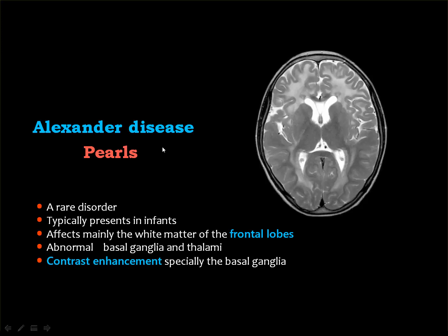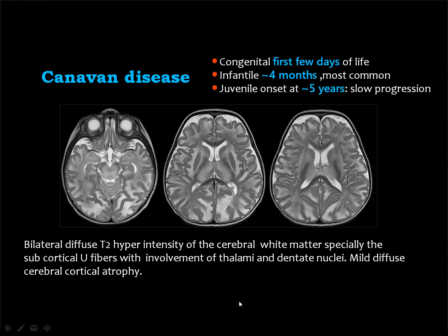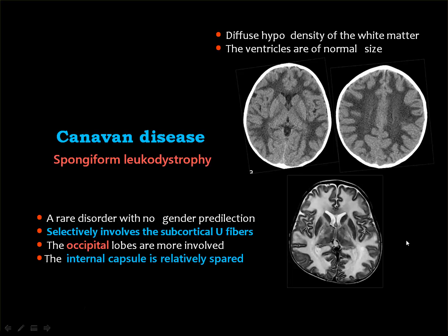Then final words about Alexander disease: it is rare, typically presents in infants, affects mainly the frontal lobes, with abnormal signal in the basal ganglia and thalami, and contrast enhancement. The last one in this group is Canavan disease, and it has 3 types of onset. It affects the white matter all through the brain parenchyma, and the same changes seen on CT can also be appreciated on MRI. It is a rare disorder that selectively involves the subcortical U fibers, and it may start in the occipital lobes, and the internal capsule is relatively spared. The internal capsule is not usually affected in this disease.